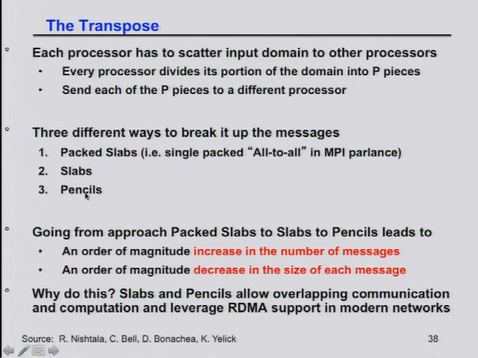And then I can break it up into lots of tiny little pieces called pencils, one-dimensional things. And I will do a pencil at a time and transpose a pencil at a time. So there'll be lots and lots of tiny little messages, but there's possibly more opportunity for overlap. And so as I go from packed slabs to pencils, I'm going to increase the number of messages by an order of magnitude, because there are a lot more tiny little pencils than there are packed slabs. But each message is going to be proportionally smaller. I'm sending the same amount of data, just different numbers of messages.